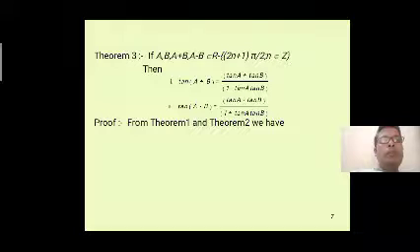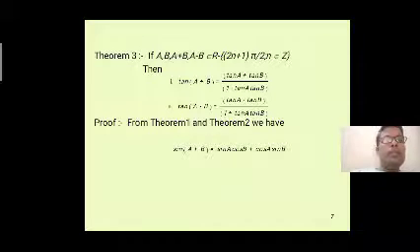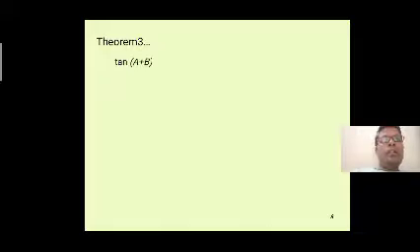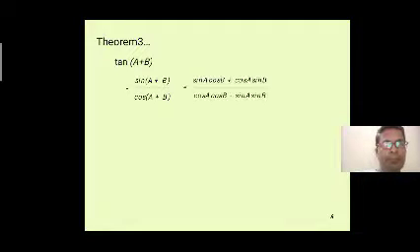Proof. From theorem 1 and theorem 2, we have sin of a plus b equals sin a cos b plus cos a sin b, and cos of a plus b equals cos a cos b minus sin a sin b. Tan of a plus b equals sin of a plus b by cos of a plus b. We know that tan a is sin a by cos a, so we write the same as it is: tan of a plus b equals sin of a plus b by cos of a plus b. That is also equal to sin a cos b plus cos a sin b divided by cos a cos b minus sin a sin b.